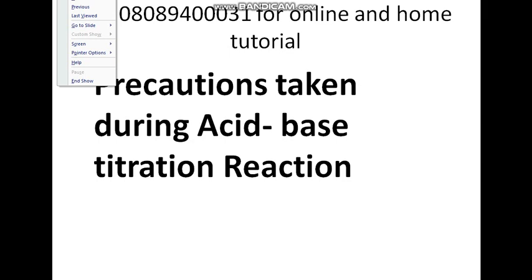Types of acid-base titration reaction. 1. Titration of strong acid with strong base. Strong acid such as hydrochloric acid, trioxonitrate(V) acid, and tetraoxosulfate(VI) acid. Strong base such as sodium hydroxide and potassium hydroxide.